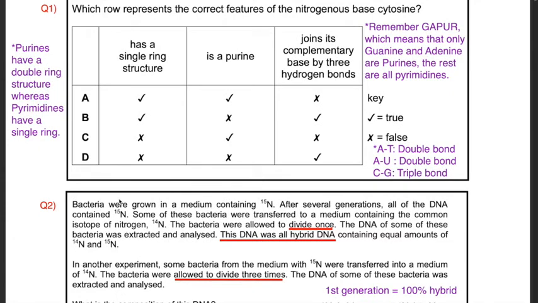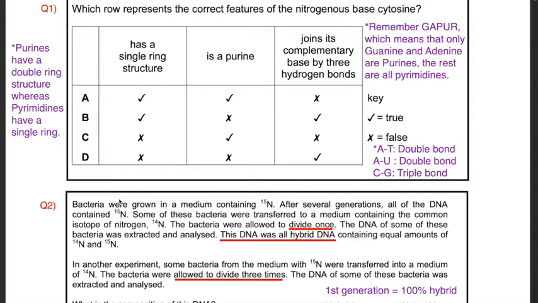Question 1. Which row represents the correct features of the nitrogenous base cytosine? Over here, remember GAPUR, which means that only guanine and adenine are purines, the rest are all pyrimidines. So since cytosine doesn't belong in GAPUR, because GAPUR stands for guanine and adenine are purines, therefore cytosine must be a pyrimidine. Hence, under the column is a purine, it should be false, leaving us with the options being either B or D.